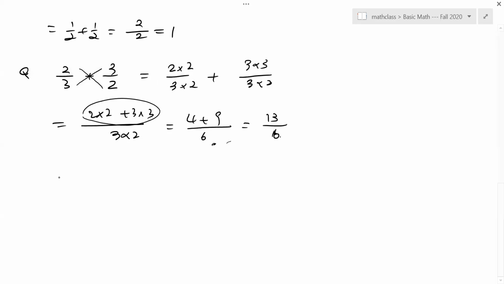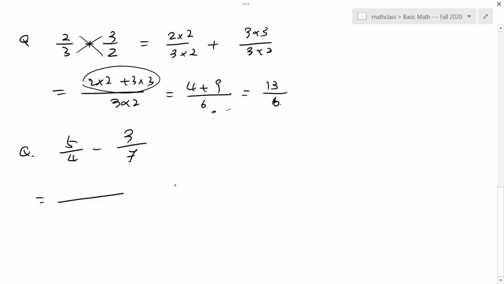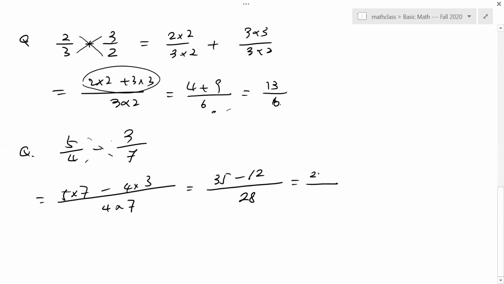of the two denominators. For example, 5 over 4 minus 3 over 7. Okay, so you can do that: 4 times 7 for the denominator, and 5 times 7 minus 4 times 3. Yeah, that's a quick way to do it. So you will get 28, 35, 12. So that will be 23 over 28.